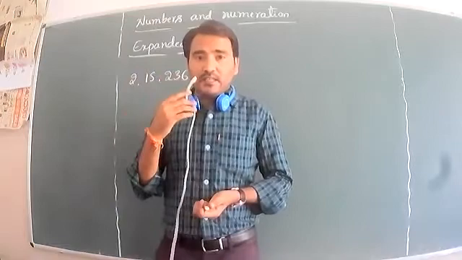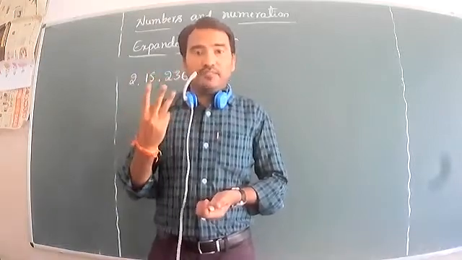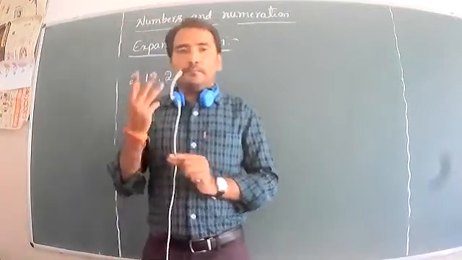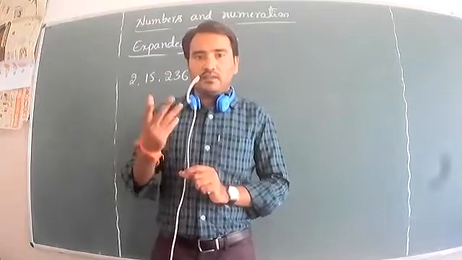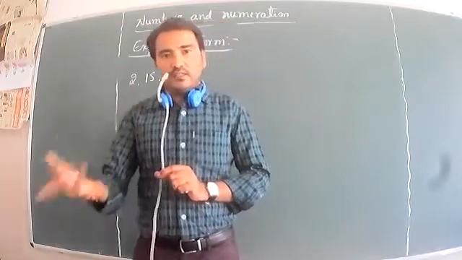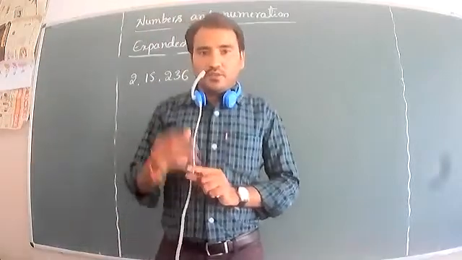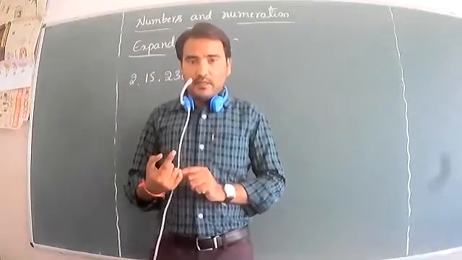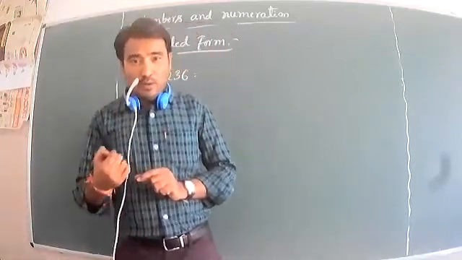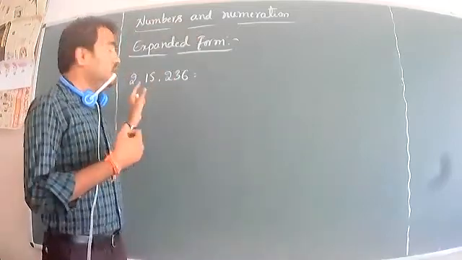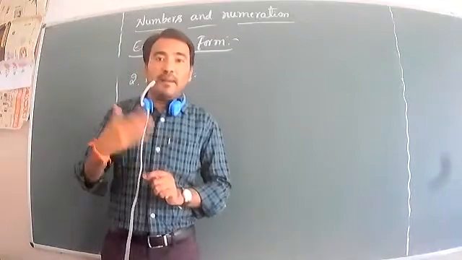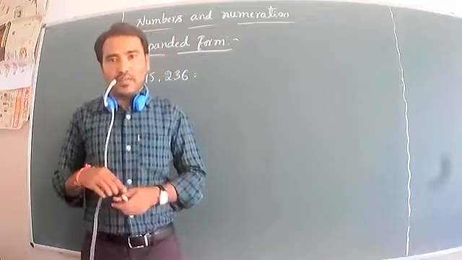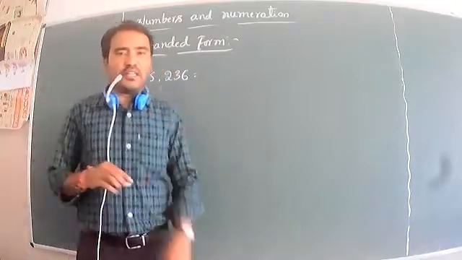Expanded form we can write in three ways. First one, we can express the place values, like lakh, 10,000, 1,000, 100. The second one is to write in words using the numbers. And the third is to multiply the place values. I will show examples. Any one of the three ways can be chosen to write the expanded form.